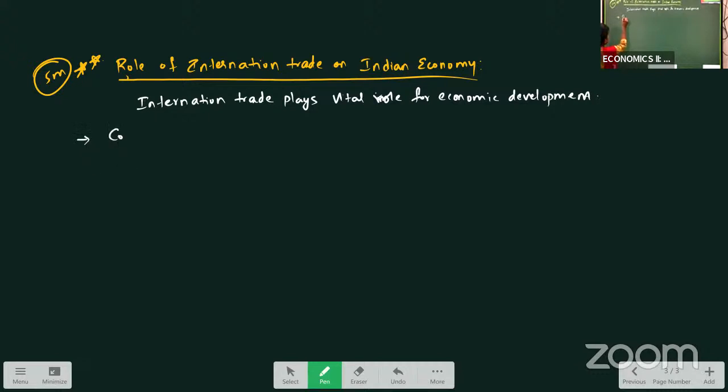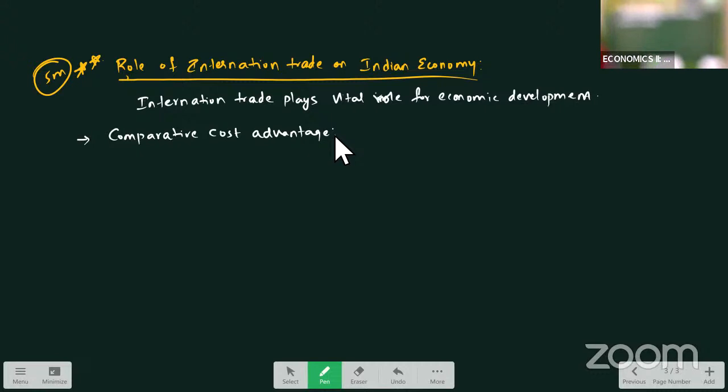First one is comparative cost advantage. The first benefit, the first importance we have from international trade, is that we can compare the cost of making the product in our country or getting the product from outside the country, to see which one is cheaper, and then we can go for that product.